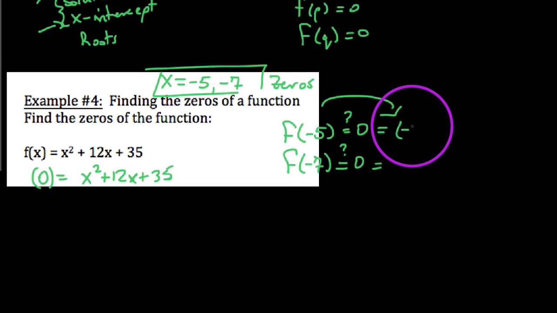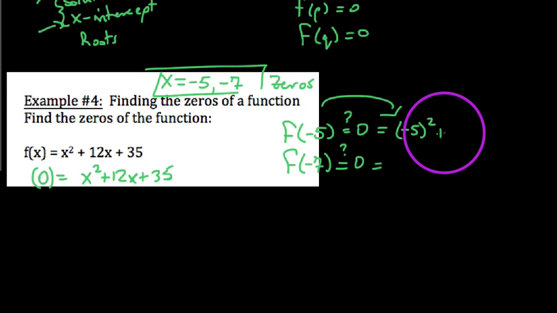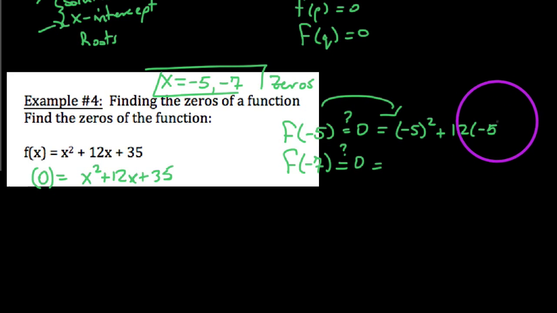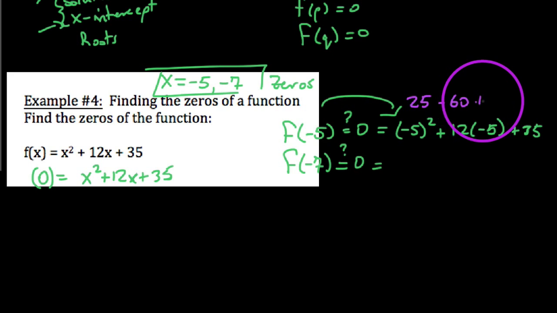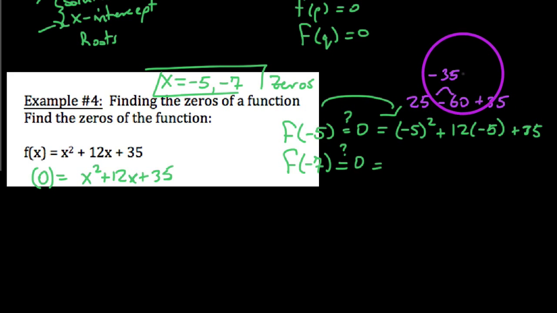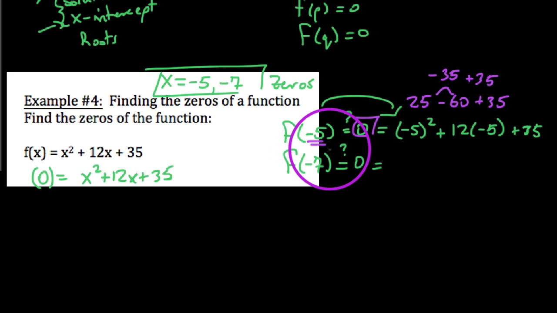So we're going to write this little question mark right here, and let's say we find f of negative 5 here. So if I were to say negative 5 squared plus 12 times negative 5 plus 35, if we simplify this out, negative 5 squared actually comes out to be 25. 12 times negative 5 is negative 60, and then we have plus 35. So simplifying this, here I get negative 35 plus 35. And so we do indeed get 0. So we would say that negative 5 is a zero of this function, or it's a solution. And we say negative 7, the same thing.